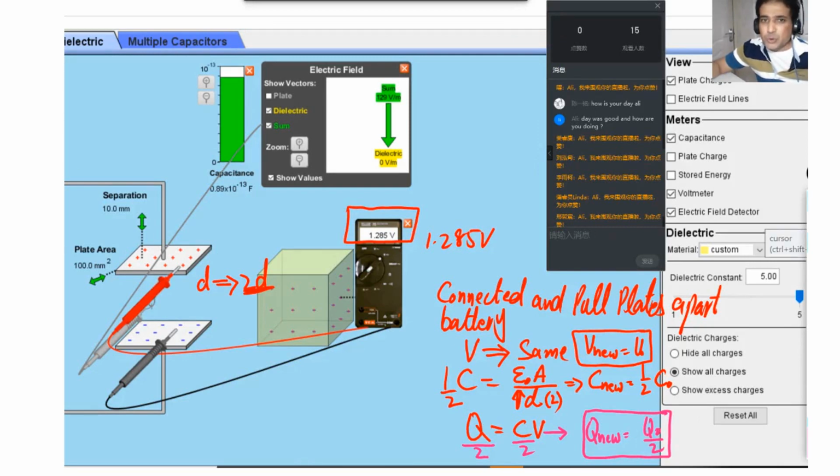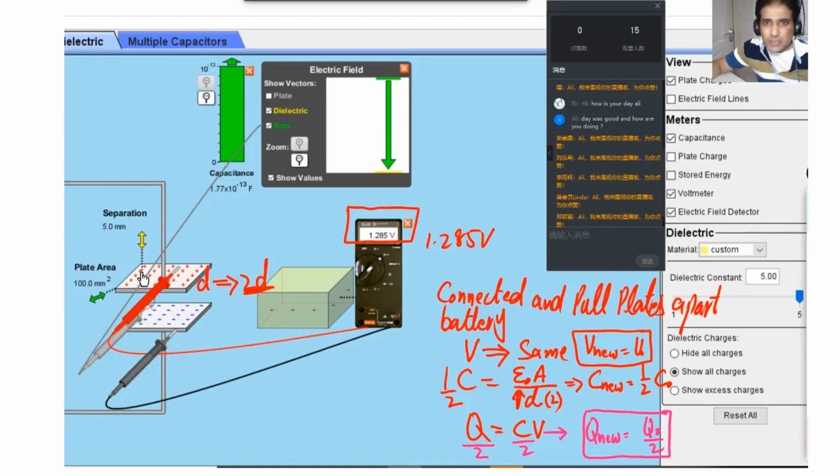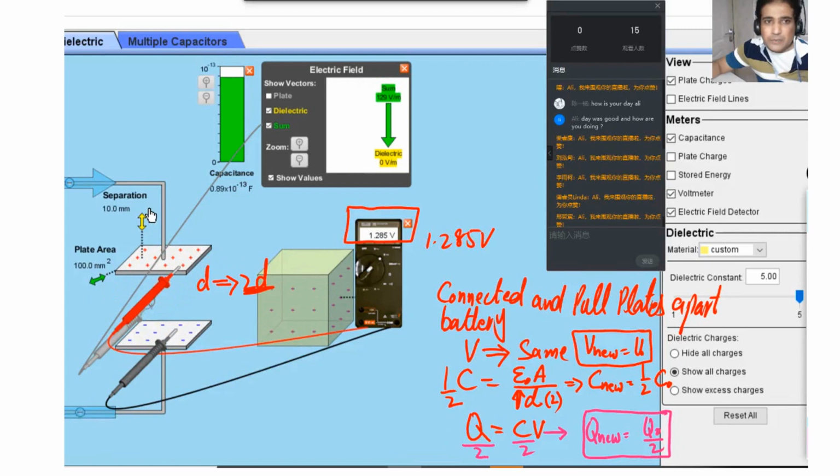Let me show you this animation one more time so you can see the charge. I move the plates apart, charge decreases. Why does the charge decrease?